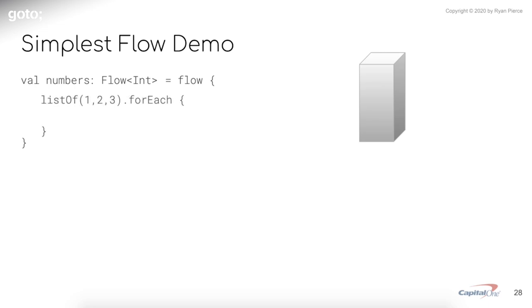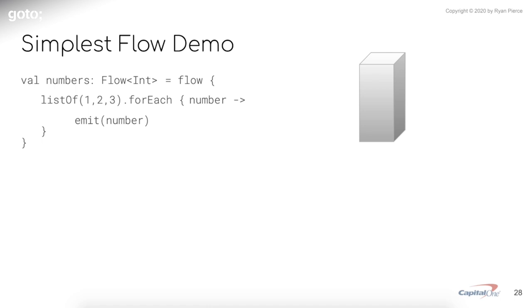So let's go through a very basic example of how flows work. So we'll start with a flow of numbers. We're going to use a flow builder to create that flow of numbers. And this square tube is going to represent our flow. We're going to use a list of 1, 2, 3 and iterate through that list of numbers and emit each number. Now, as you notice from this square tube, it is light gray and sort of transparent. And what that represents is this flow is inactive. It only exists right now as a variable.